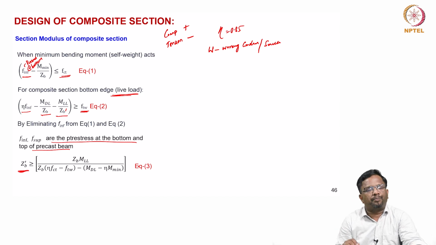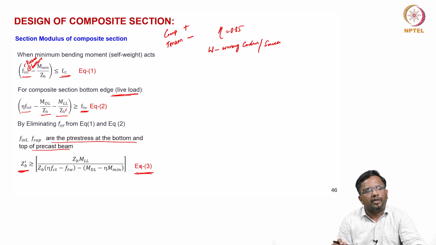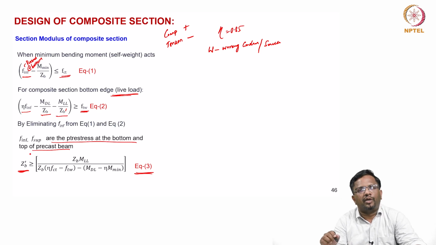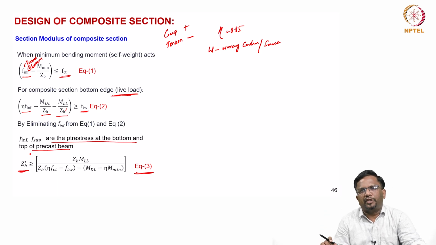in this form. Okay, so this equation will be very useful if you know your stress limits, and if you can estimate your live load and dead load moment, then you can put in your allowable stress limits and directly find out what the section modulus for a composite section should be. Then accordingly you can decide the thickness of your precast slab.